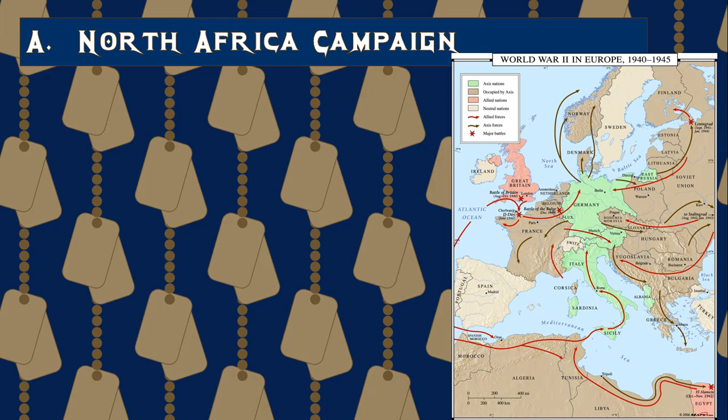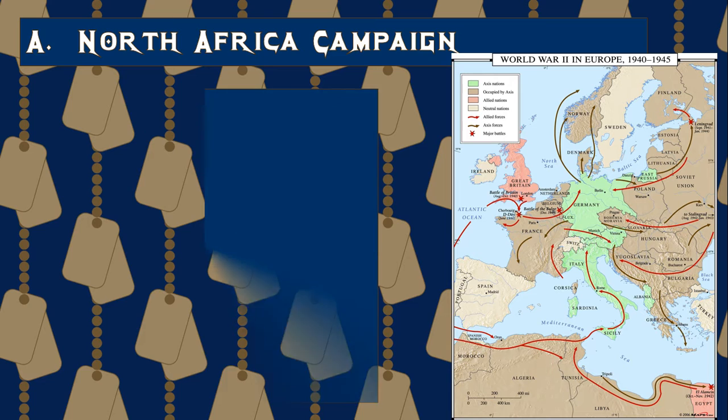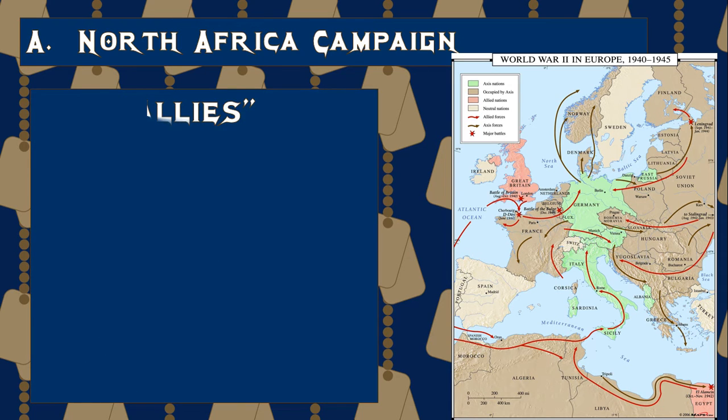You can see Libya on this map, and if you look at yours, that's what you're seeing right here. That's the bottom part of the map. That's Northern Africa.